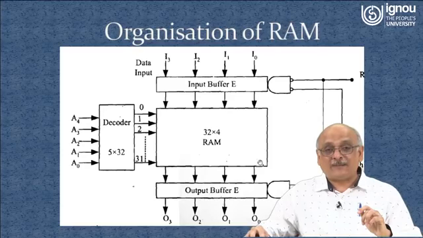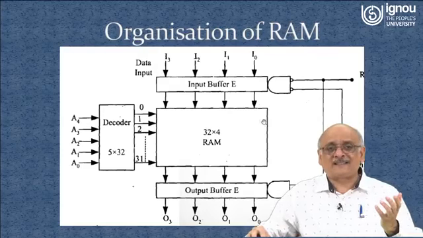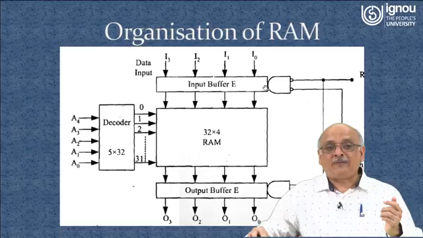So this is the memory chip. It can be very, very big also. This is just an example of a very small chip, just to explain how it functions. Then we have an input buffer, and then we have an output buffer. So input and output will be considered accordingly.